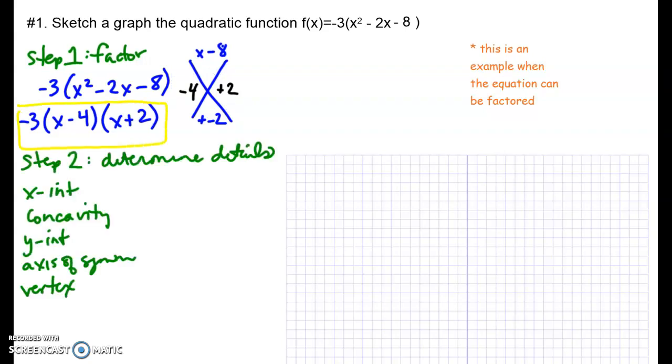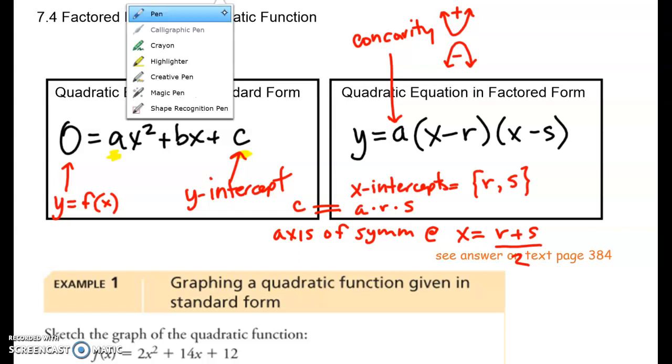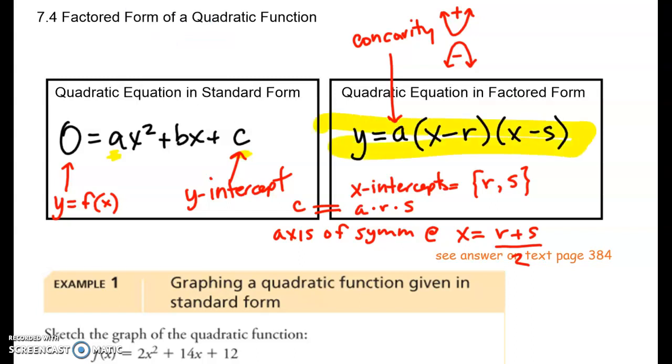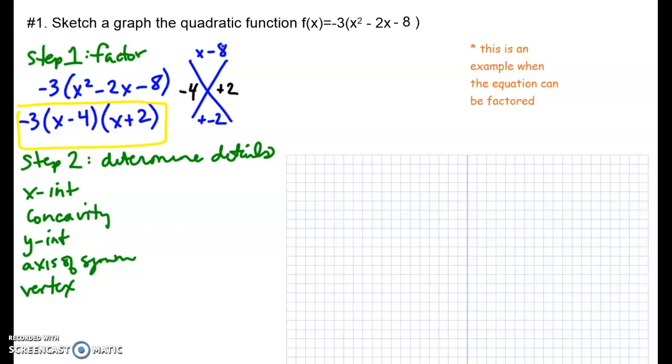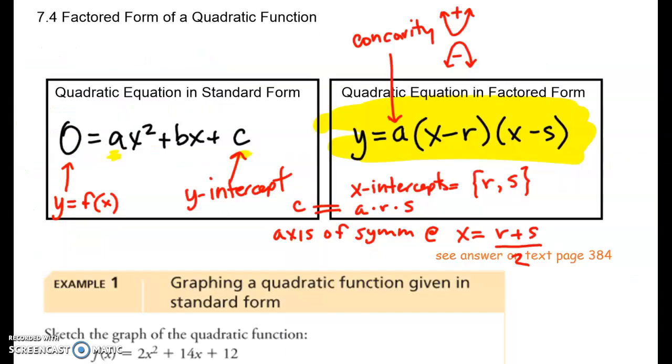Excellent. So step 2 is to look at those factors now and find all the details we need in order to draw this graph. There are a few things we can see right off. The x-intercepts, if we flip back to that first page, we're looking at this factored form. So we've got an a, which in our case is -3, and we've got two factors, and we can see the r and the s are the x-intercepts.